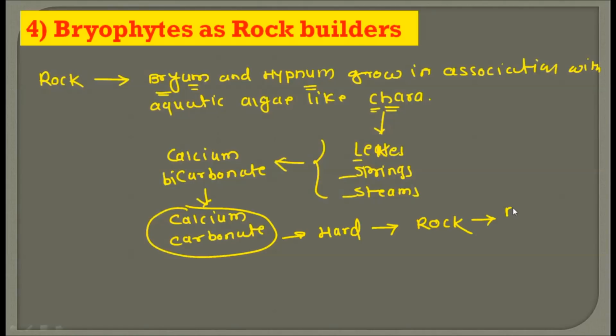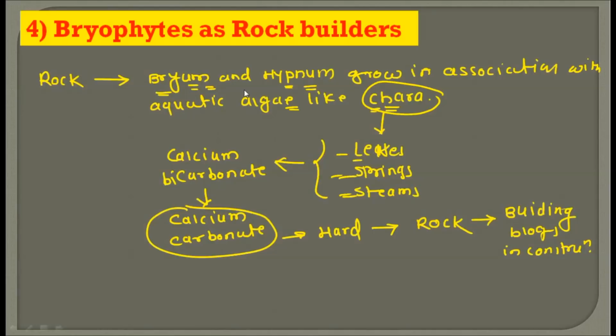And again, this rock can be used as building blocks in construction. So this is how the rock is formed by the bryophytes. Some bryophytes like Bryum and Hypnum grow in association with the aquatic algae, namely Chara. The combination of these grows in lakes, springs, and streams where there is calcium bicarbonate.